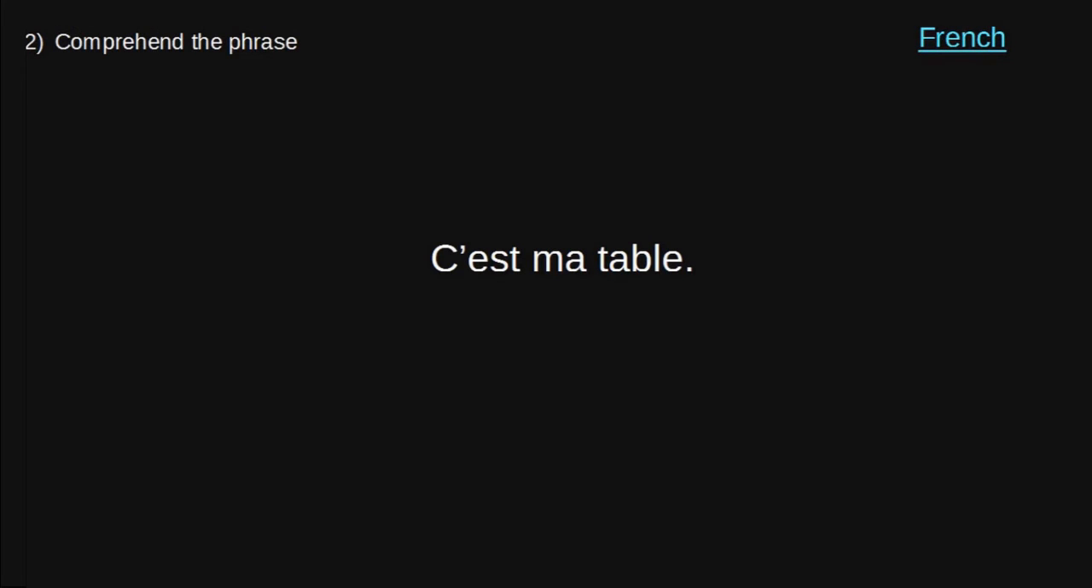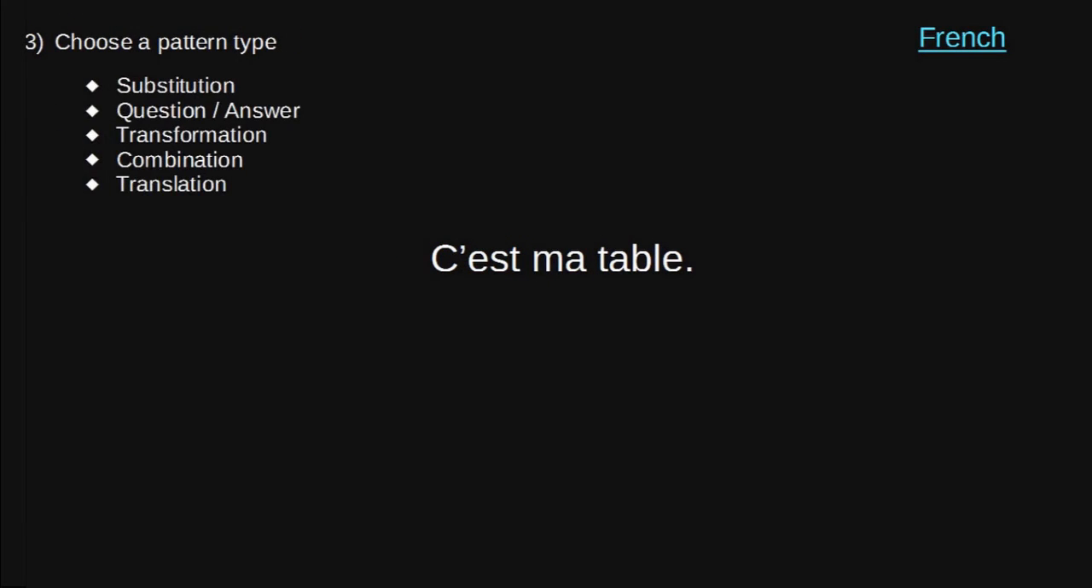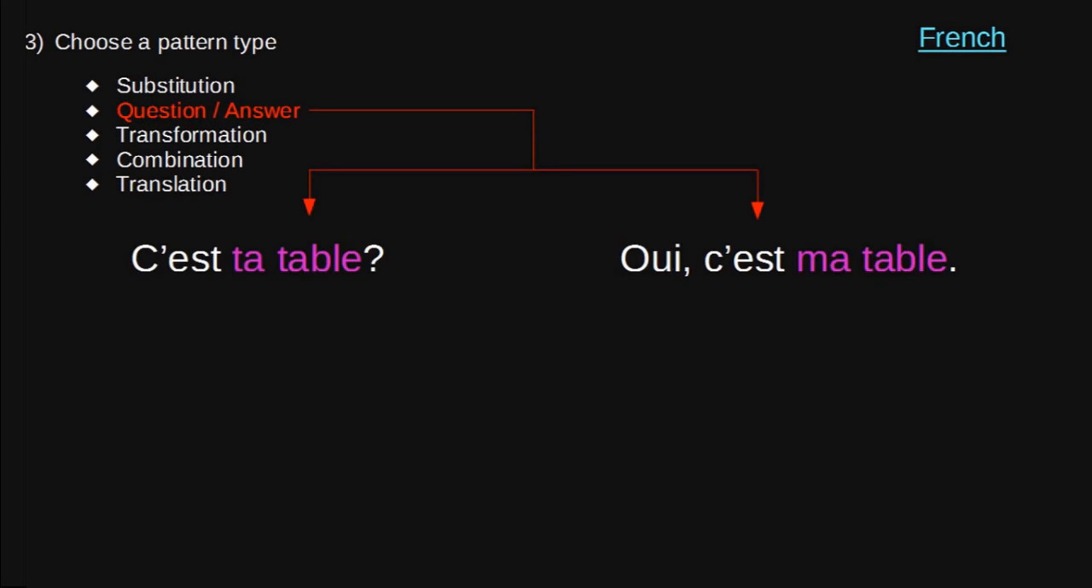Okay, so let's do this again in French. So let's find a French phrase. Ta-da! Comprehend the phrase, c'est ma table. C'est is this is, ma table is my table. Recognize and understand. Next, choose a pattern type. We have been doing substitution patterns so far, so let's change it up and do a question and answer pattern. This is where we ask a question and give the answer.